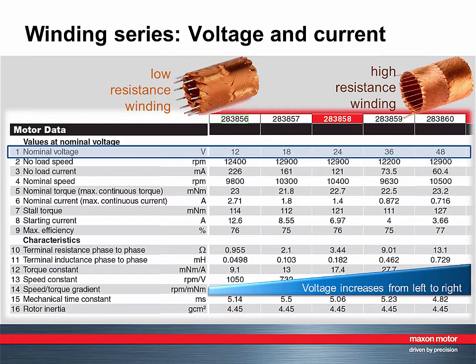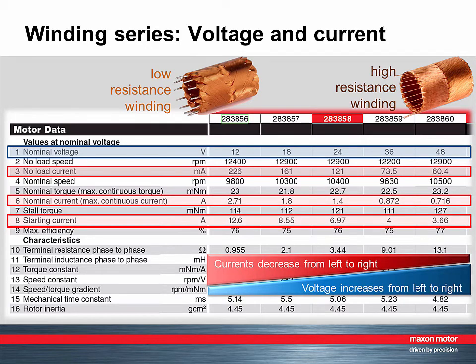What changes over the different windings is voltage and current. We have already seen that the nominal voltage increases with increasing winding resistance. It is from left to right. All the different current parameters are highest for the low resistance windings. This means for the same torque to be produced, a high resistance winding needs less current.